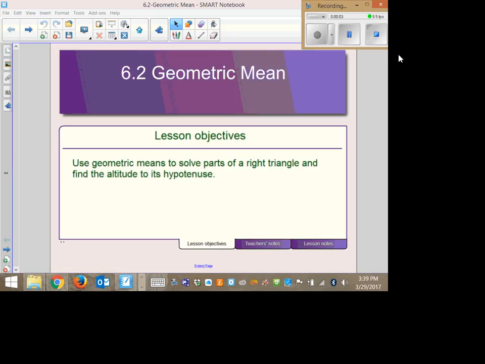Hello, so today we are looking at geometric mean. I will warn you that this can be a difficult topic for a lot of students. So just bear with me and pause the video as needed, and rewind and watch parts. The lesson objectives: use geometric means to solve parts of a right triangle and find the altitude to its hypotenuse.